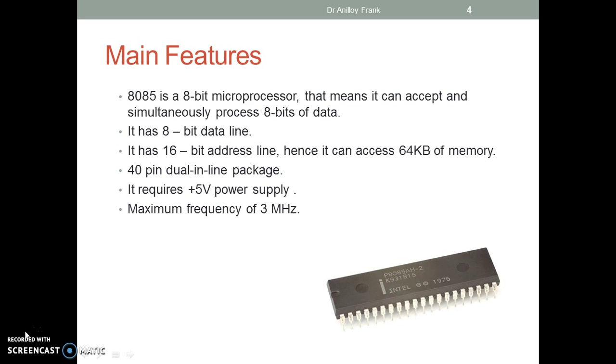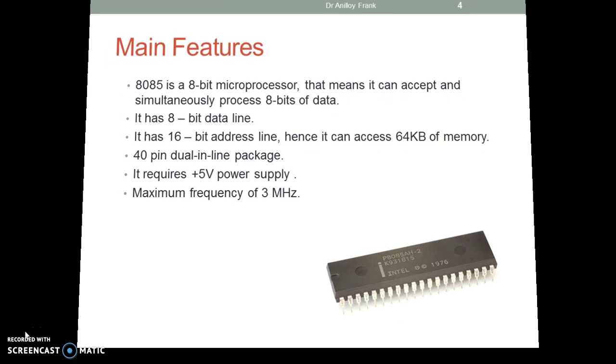The main features: 8085 is an 8-bit microprocessor. That means it can accept and process 8 bits of data simultaneously. It has an 8-bit data line. It has a 16-bit address line, and hence it can access 64 kilobytes of memory. Additionally, it has a 40-pin package, 5-volt power supply, and a maximum frequency of 3 MHz.